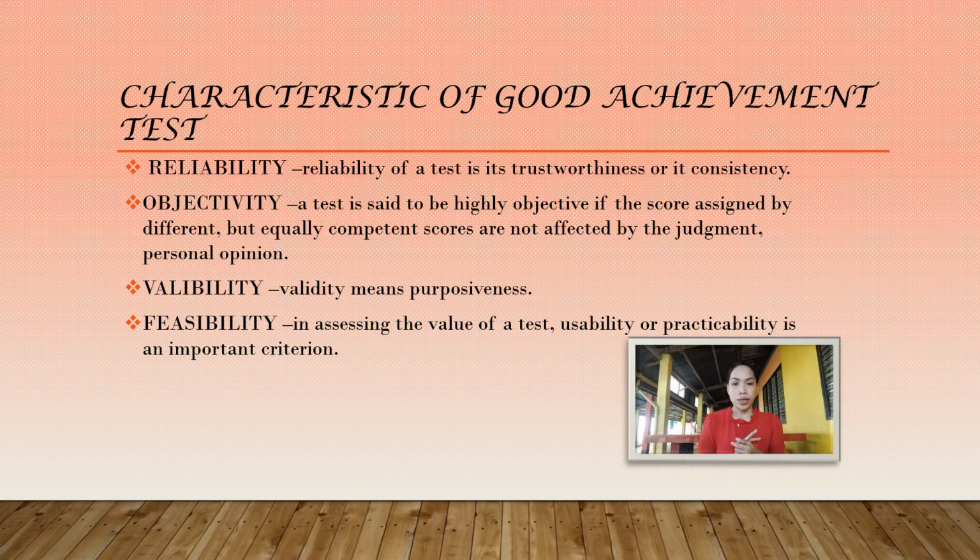A test is said to be highly objective if the scores assigned by different but equally competent scorers are not affected by judgment or personal opinion. Validity refers to purposiveness; the validity of a test is the accuracy with which a test measures what it intends to measure. When we say feasibility, it is assessing the value of a test, and its usability or practicability is an important criterion.